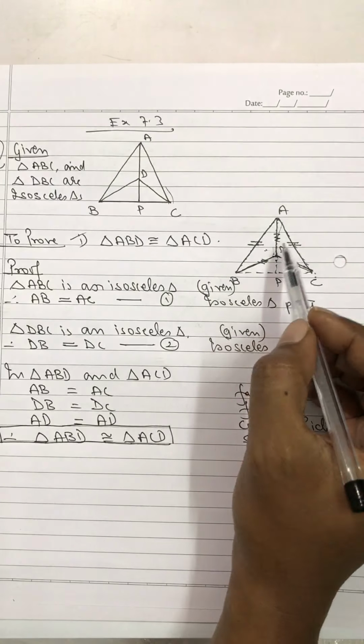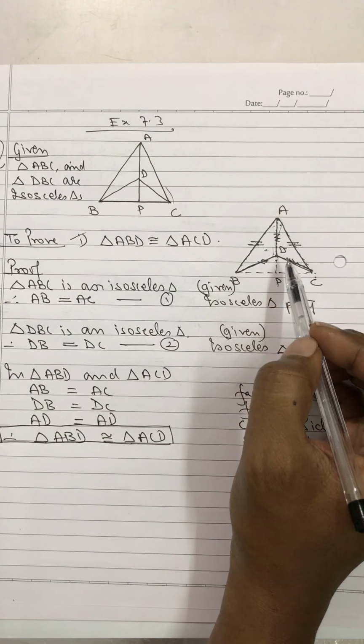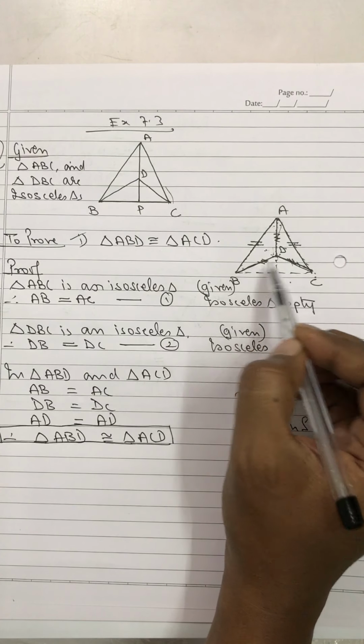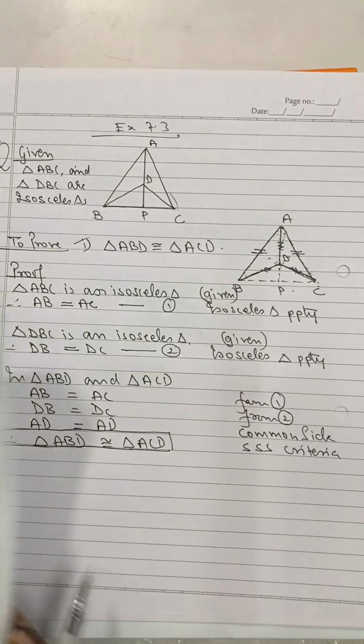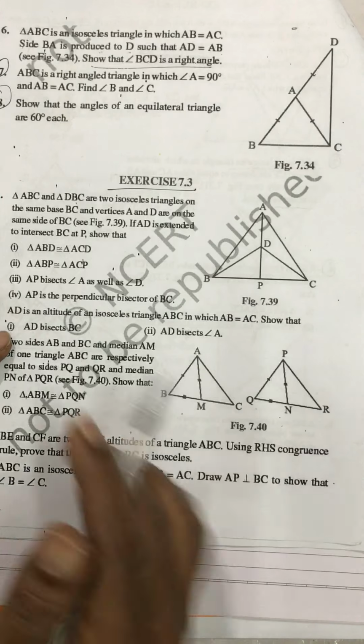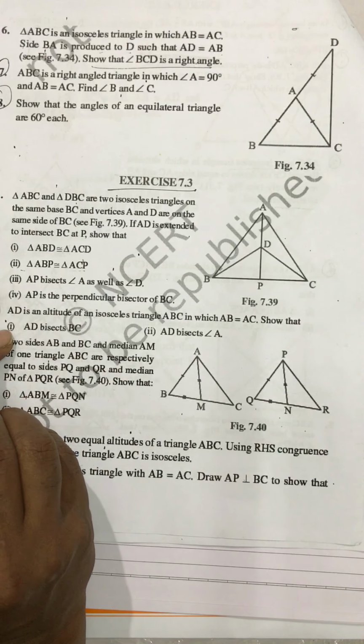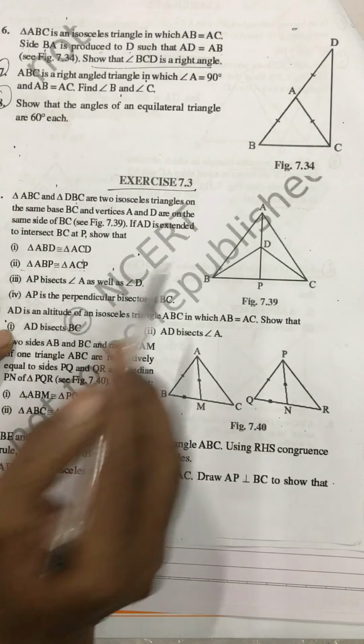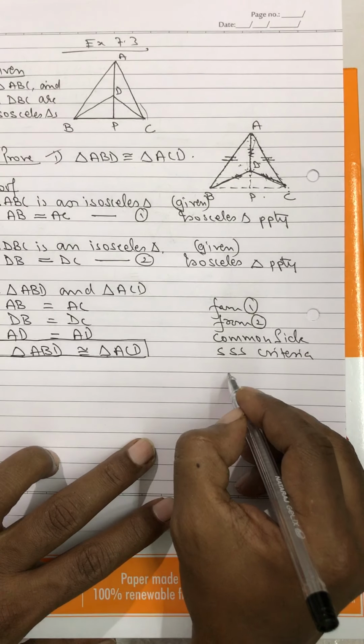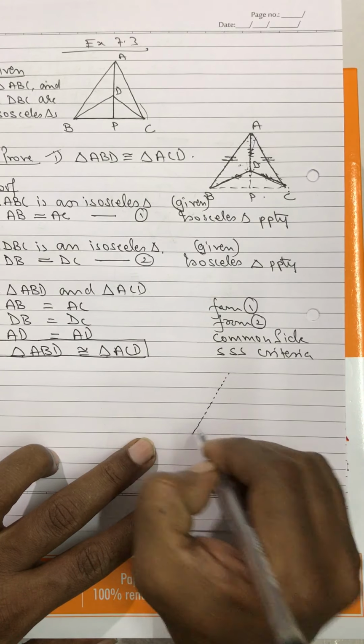First is done. Now before going to the second one, we have to understand that once these two triangles are congruent, then this angle will be congruent to this angle, this angle will be congruent to this angle, this angle will be congruent to this angle. What are we going to need? We are going to require anything. See now, triangle ABP congruent to triangle ACP. So see now, we are going to prove this.